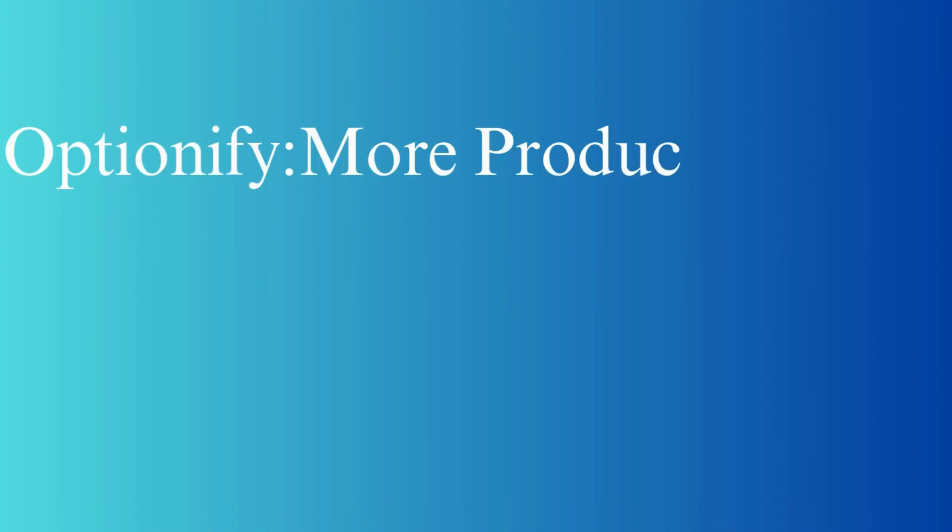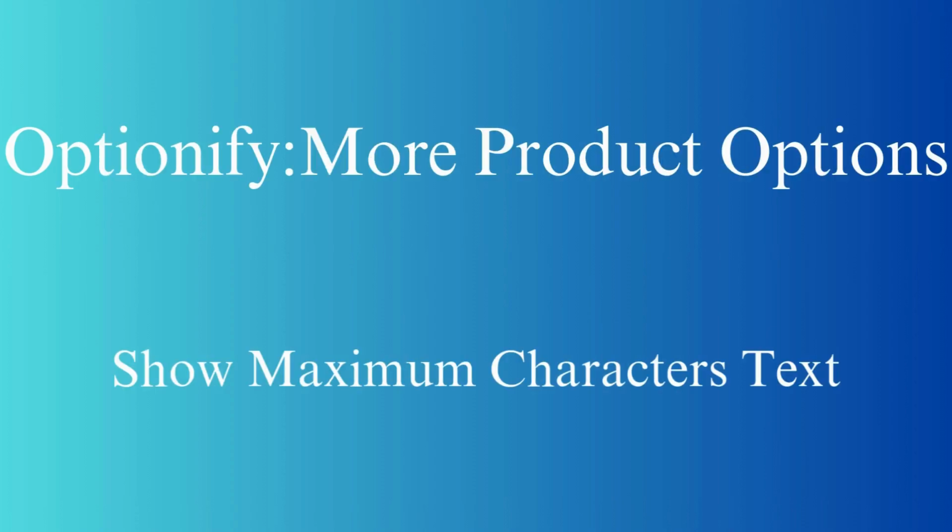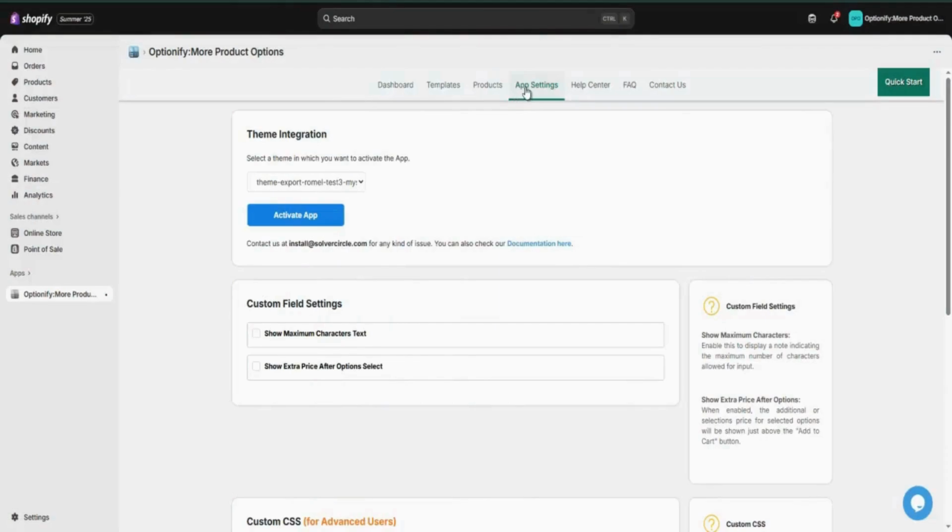Optionify, more product options. Show maximum characters text. Here's a detailed guide on how to display the maximum character count for a product option in your Shopify store using the Optionify, more product options app. Enabling the maximum character display, navigate to App Settings. Within the Optionify More Product Options app dashboard, begin by clicking on the App Settings tab located in the top navigation menu.